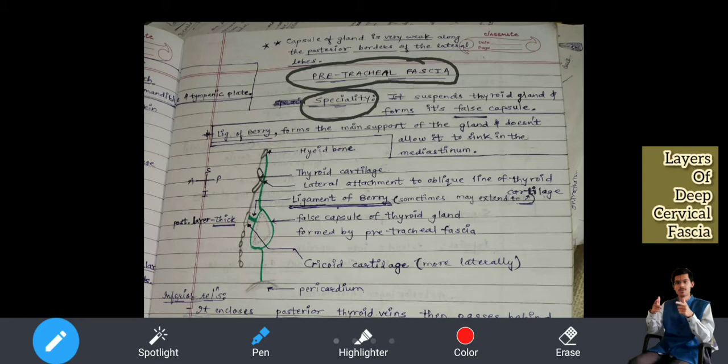Now it is suspending the thyroid gland. This is the main function. Why is suspension of the thyroid gland very important? By formation of the false capsule. Why is it important? Because if there is no suspension, the thyroid gland will fall into the mediastinum. There is no barrier below, like first floor, second floor, where there is a roof between the first floor and the second floor, or the roof of the first floor forms the floor of the second floor in a building. It is not like that.